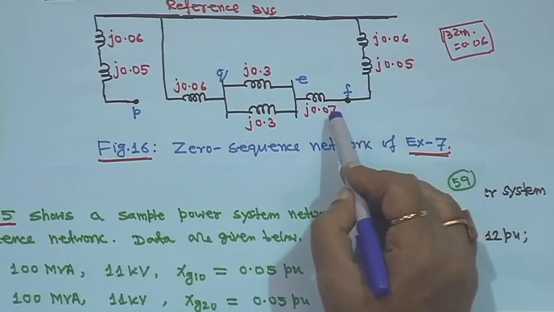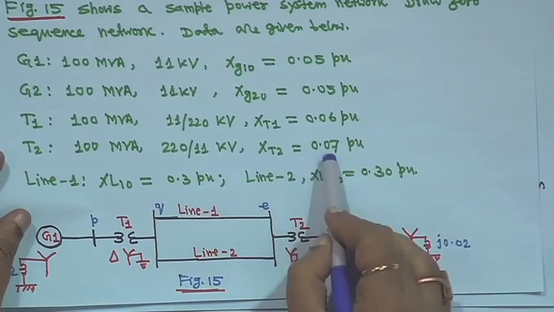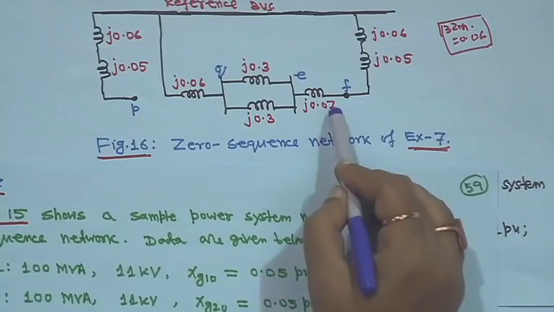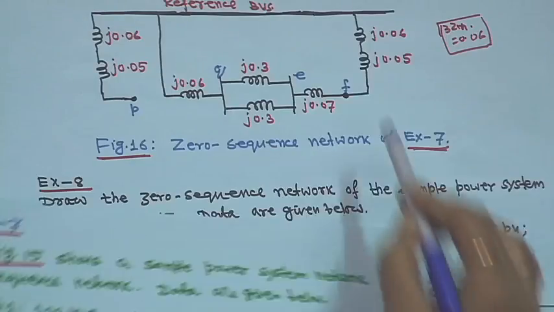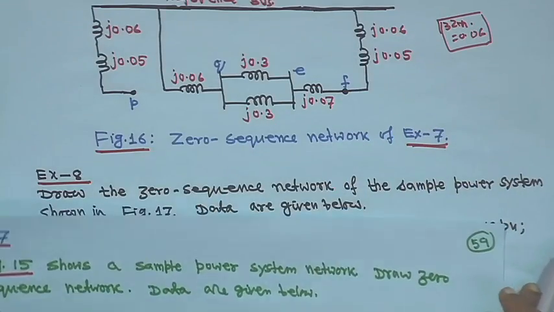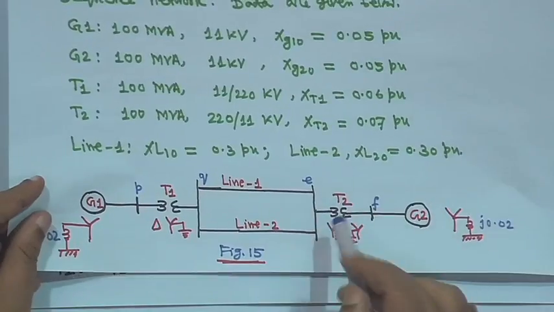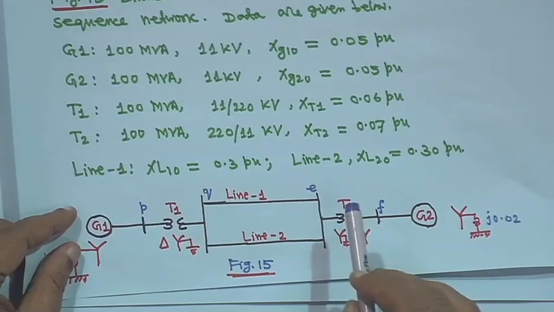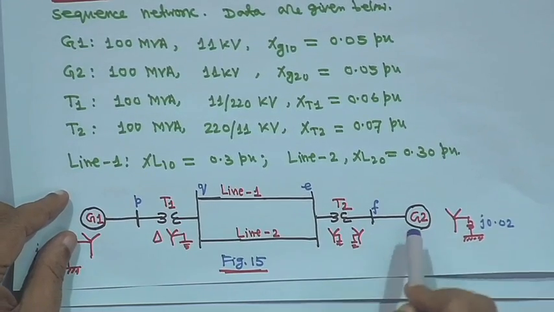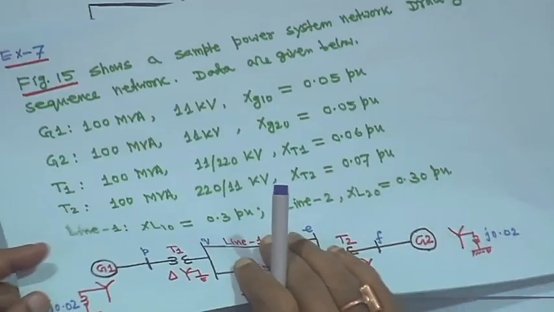Then you connect this transformer j0.07, the second transformer, and connect it to the line. This is the zero sequence diagram for this kind of problem. I am not drawing the positive and negative sequence networks because they are easy, but the zero sequence one is important. I hope you have understood this kind of problem.